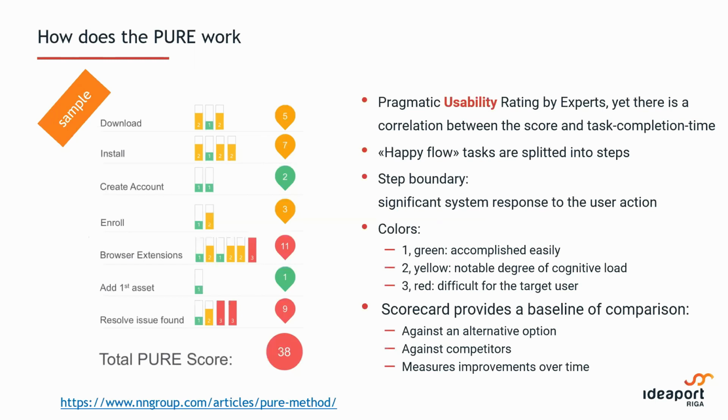Since we are trying to take a pragmatic approach, we really like this PURE methodology, which stands for pragmatic usability rating by experts. But it's not just about ease of use or the usability. It is also correlated to some extent to the task completion time. The idea is that this works in such a way that we take the tasks users would need to do in order to accomplish a certain flow.